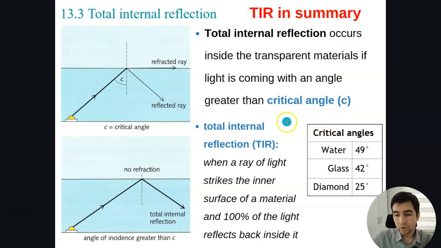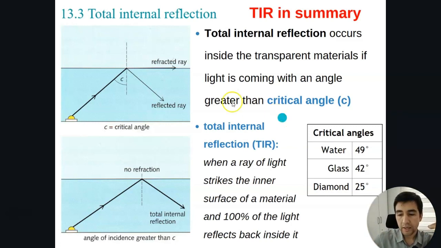All right. So critical angle is a keyword here. Total internal reflection is another keyword here. Make sure you are taking very good notes here. So what is TIR? When a ray of light strikes the inner surface of a material at the boundary between material and air, and 100% of the light reflects back inside.